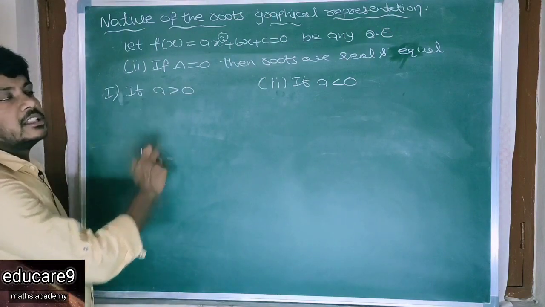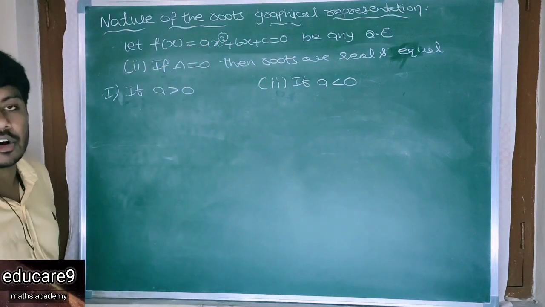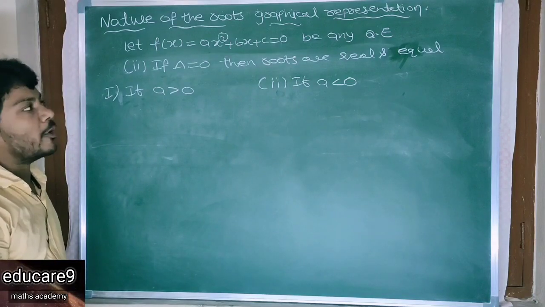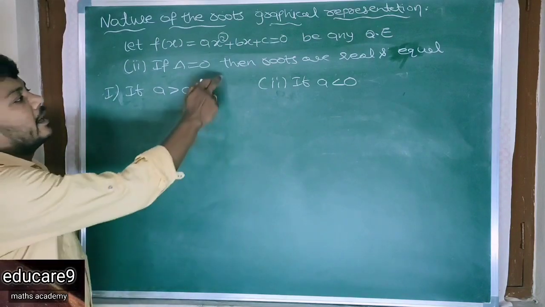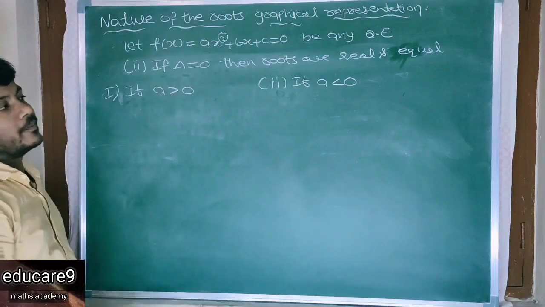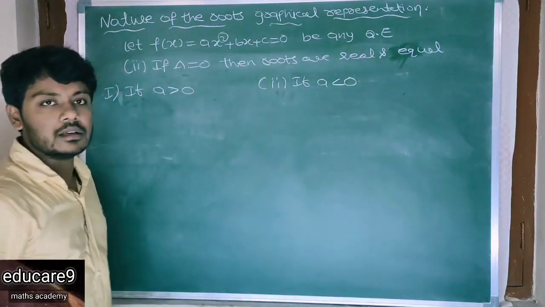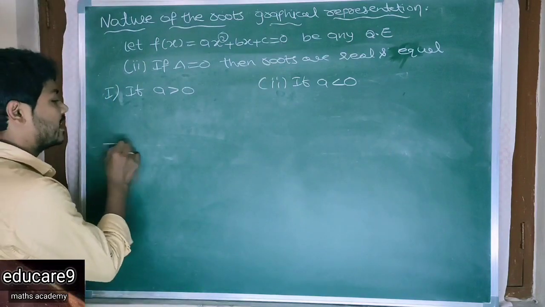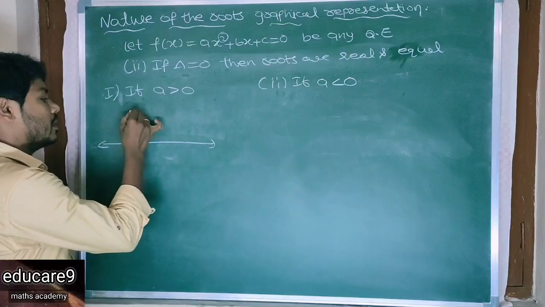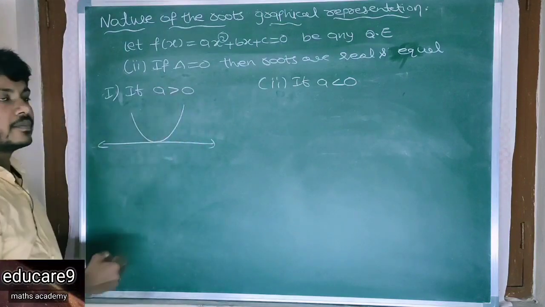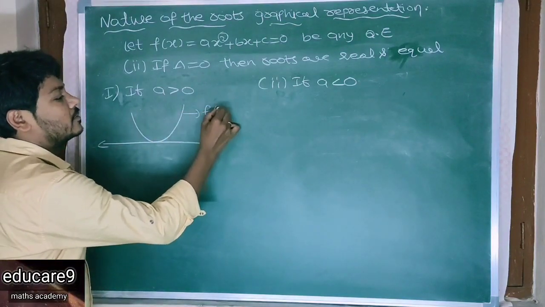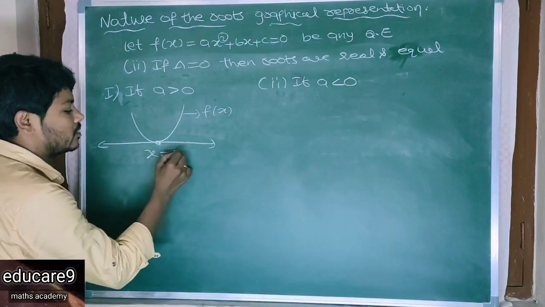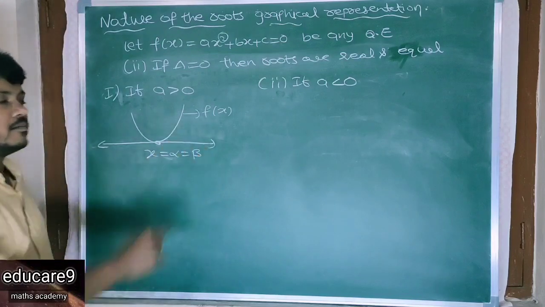If a is greater than 0, that is, the coefficient of x square is positive, in that case the given graph represents an upward parabola, and delta equal to 0 means roots are real and equal. Both roots are coincident. So in that case, the graph is like this. This is the f of x graph. Here both roots are coincident, that is, x equal to alpha equal to beta.